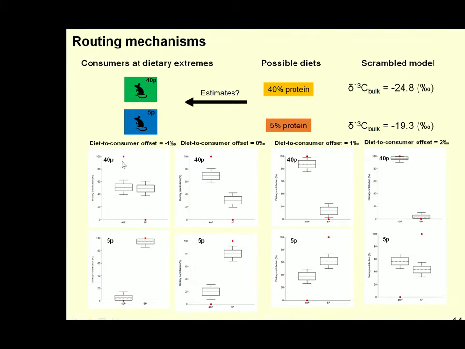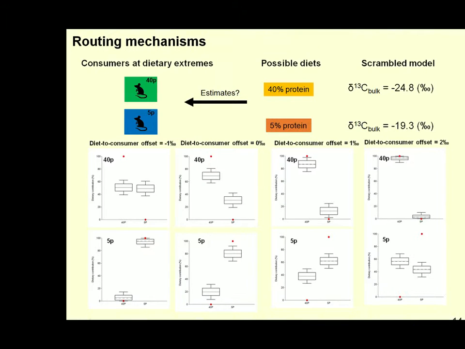Here the estimate is accurate, and as we vary the diet to consumer offset, the reverse is obtained. So here we have an accurate diet description, and here it's completely wrong. And this is because we are not accounting for this complexity in terms of routing mechanisms.